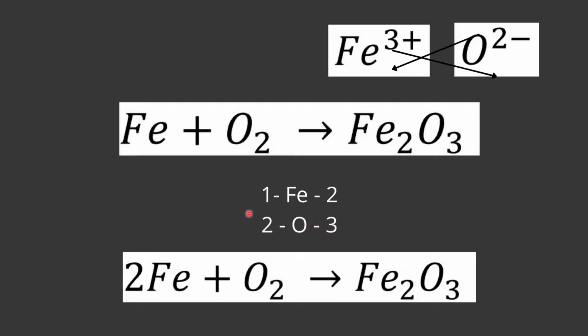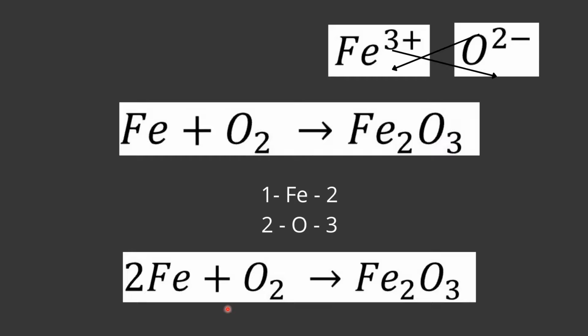Now we've written the equation. Our task now is to balance it, and to check whether it's balanced or not. That was our first thing. So we write Fe. On the left hand side it's 1 iron. On the right hand side it's Fe2, so the subscript means 2 irons. You check the oxygens: on this side it's 2 because it's O2, and on this side it's O3, so it's 3 oxygens.